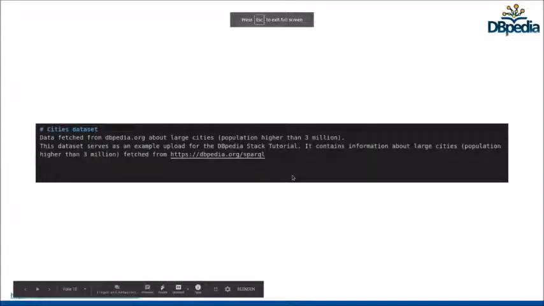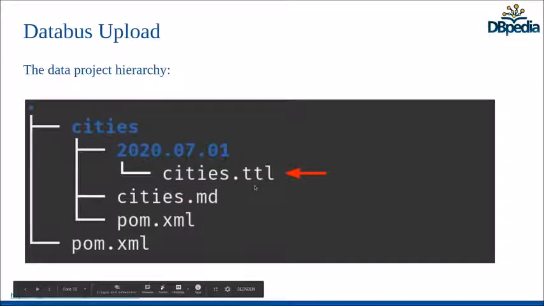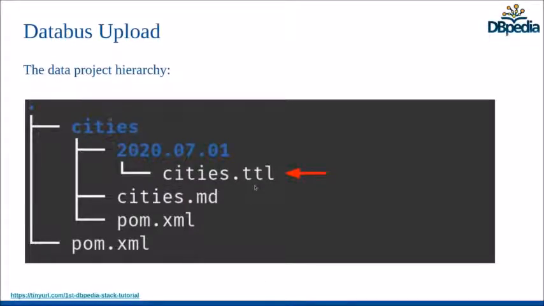Okay, and then last but not least, we have our actual data. So this is a data set I built with a construct query from the DBpedia SPARQL endpoint by just selecting a whole bunch of big cities.